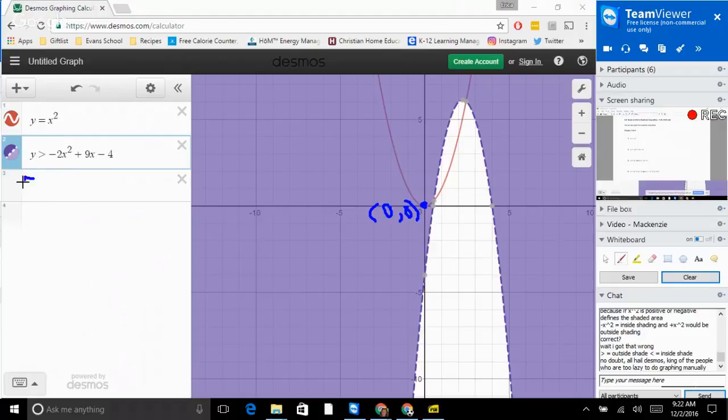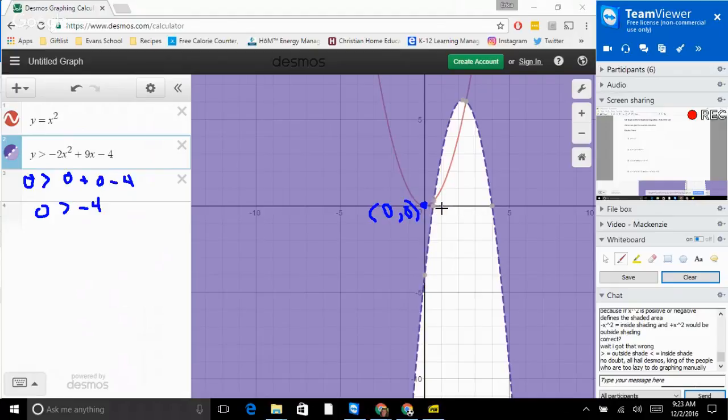So if y equals 0, is 0 greater than -2 times 0, which is 0, plus 9 times 0, which is 0, minus 4? So is 0 greater than -4? And the answer is yes, right? That's a true inequality. So Desmos obviously did it okay, but this makes sense that 0, 0 should be the part that's shaded in.